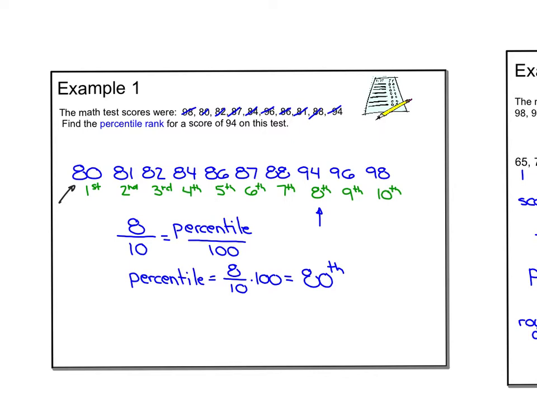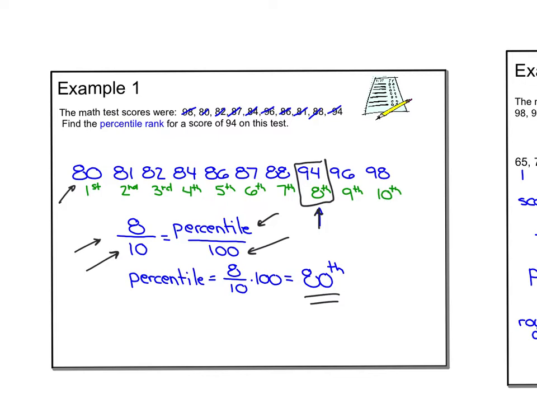So what we do is we put them in order, from 80 up to 98, and then we use our same ratio that we looked at on the previous slide. We find the rank number. Our 94% on the test was the 8th place in order. We divide it by the total number of tests taken. We set it equal to percentile over 100, and then we solve. It looks like this particular person was in the 80th percentile.